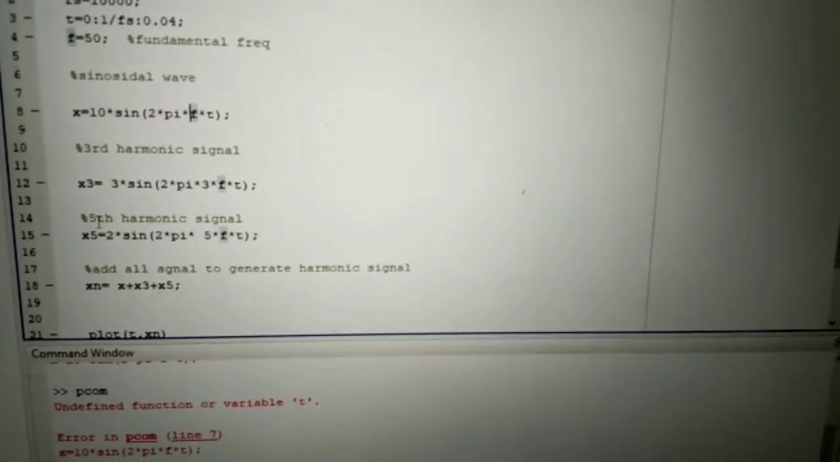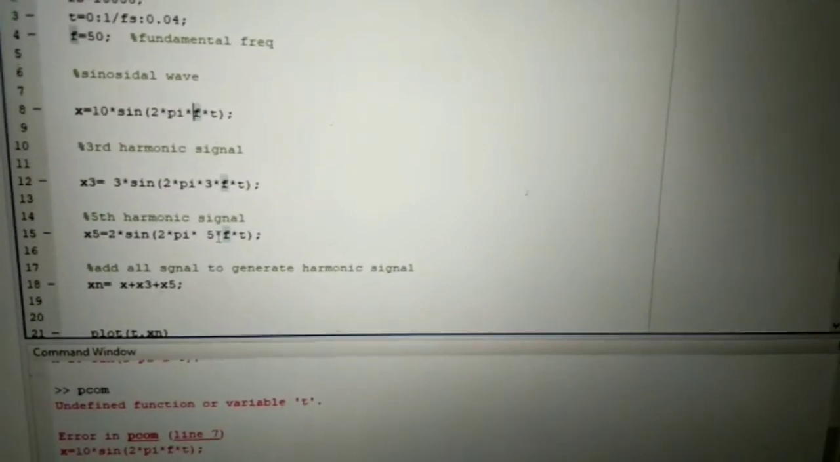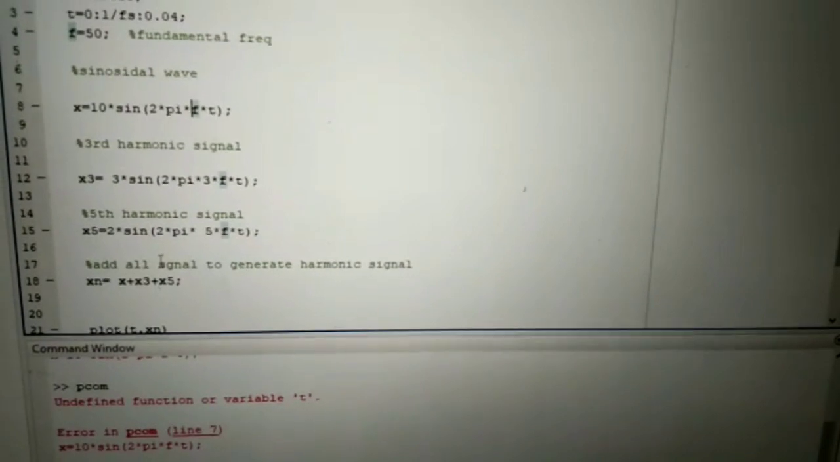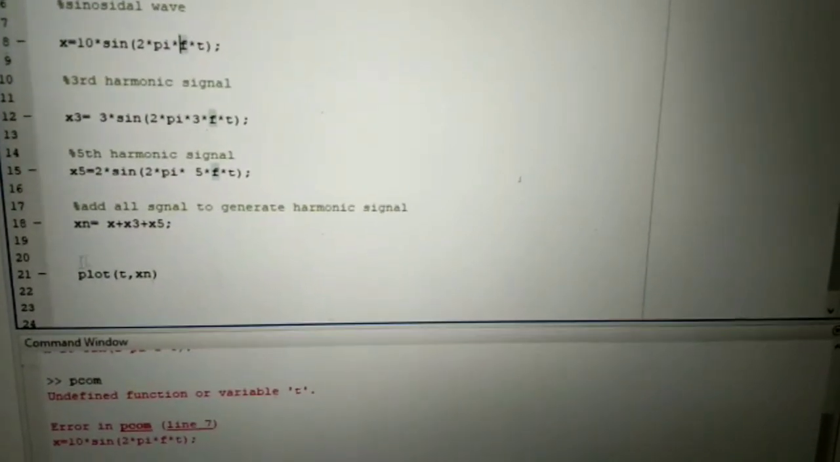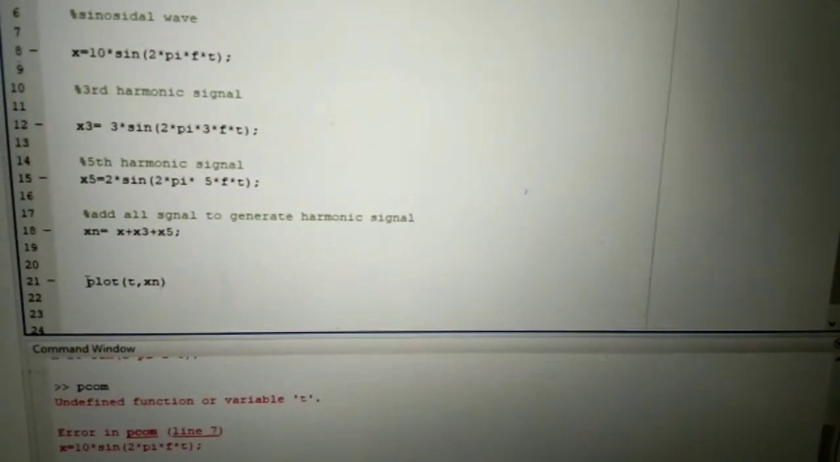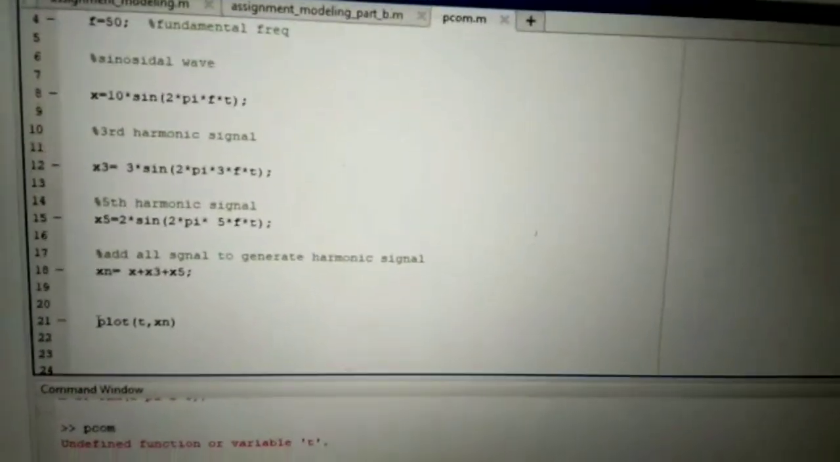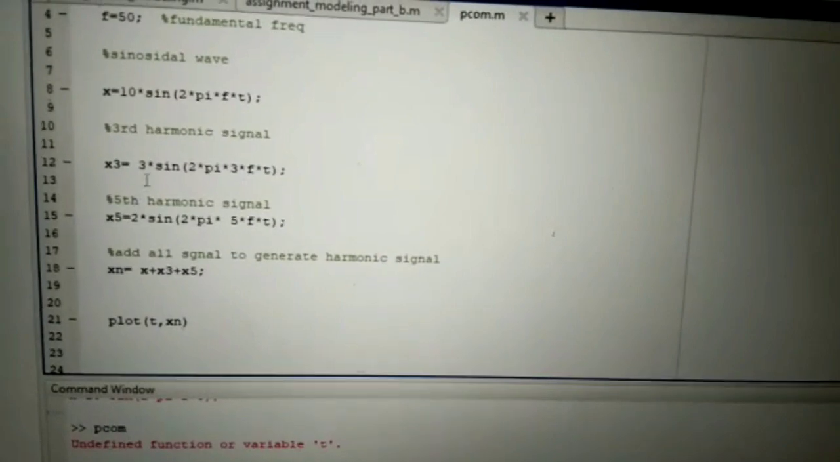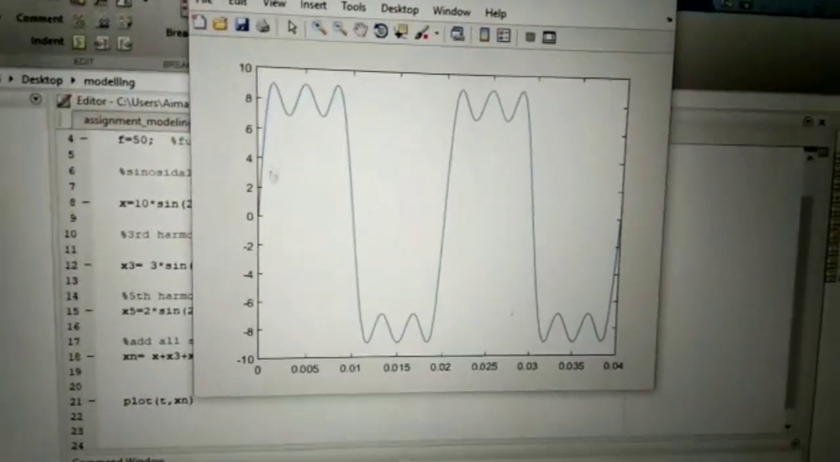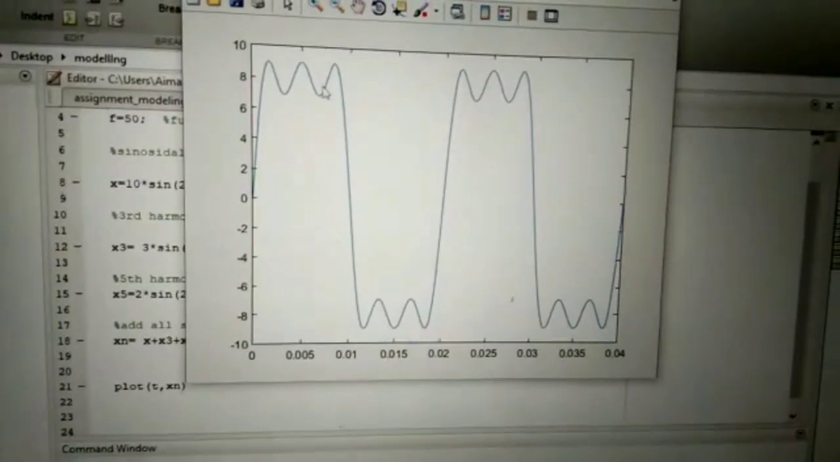We multiply by 5, and then we add all the signals to generate the harmonic signal. This function plot is to plot the signal that we have created. So we run, and then we can see that the harmonic signal is generated.